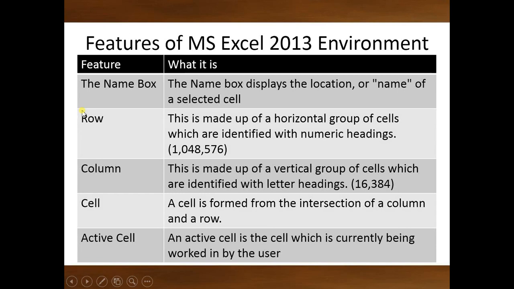What is the purpose of the name box? The name box displays the location or name of a selected cell. That is, the name box displays the name of a cell that has been selected, or a name that has been assigned to a particular block of cells.